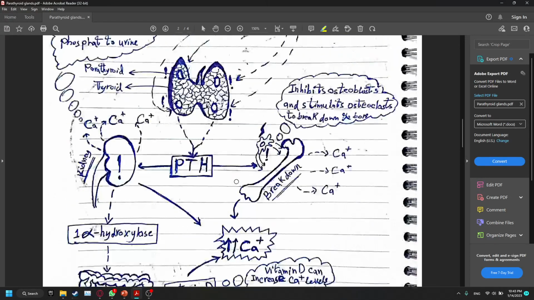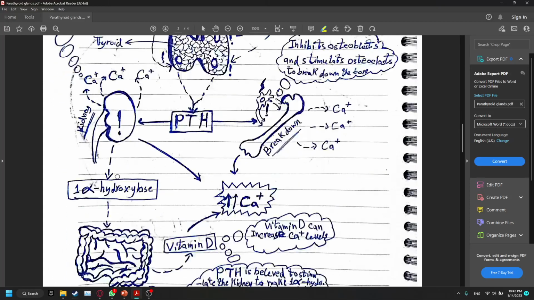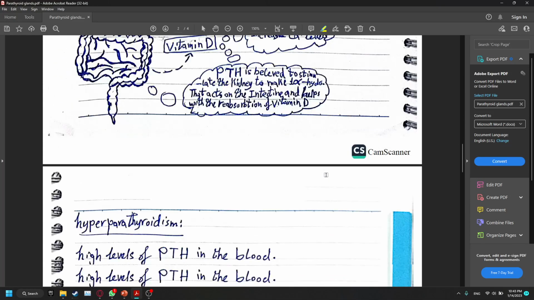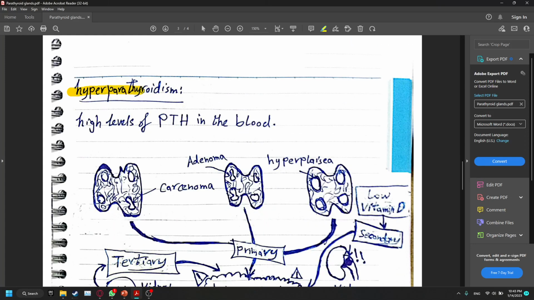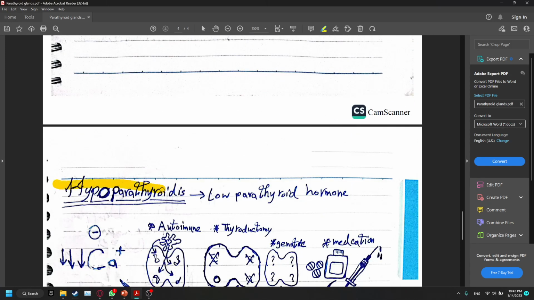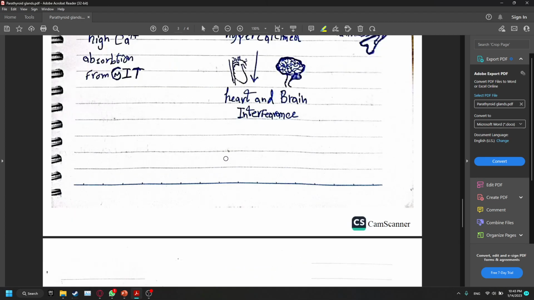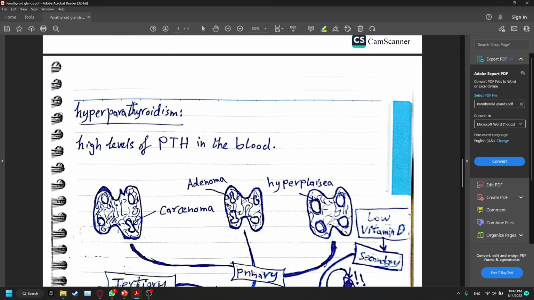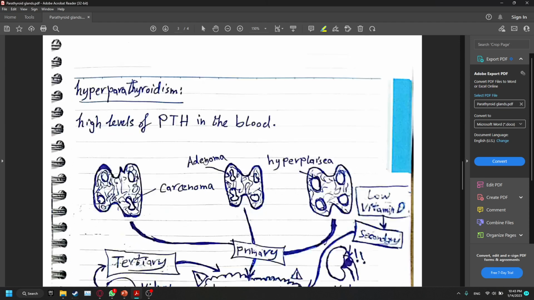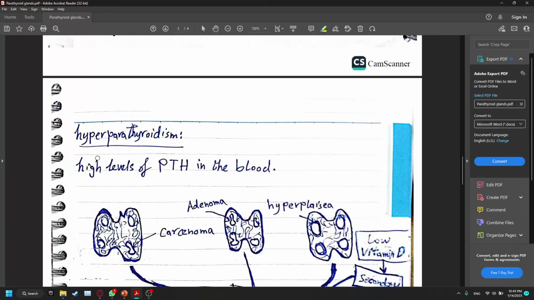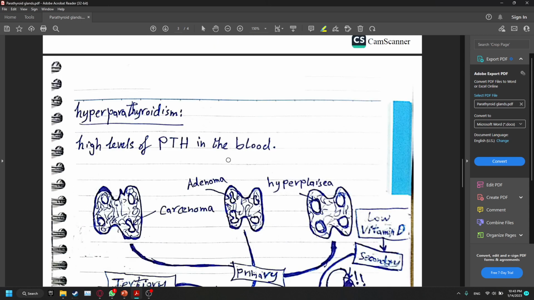And when you have a problem in one of these systems, something is going to happen. What is that? Hyperparathyroidism or hypoparathyroidism. It's literally in the name. Sorry, I didn't say para there. I always miss the para part. Sorry about that. So hyperparathyroidism and hypoparathyroidism. Hyper means high, so high levels of PTH in the blood.